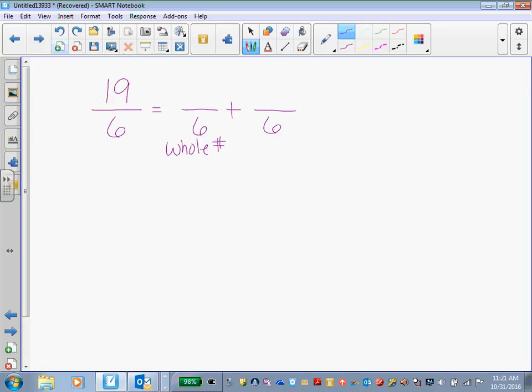It would be 18/6. All right, so that 18/6, 18 divided by 6 is what? 3. Remember, a fraction is also showing division. So 18 divided by 6. And guys, you can look at it just like this. We're going to do a shortcut.